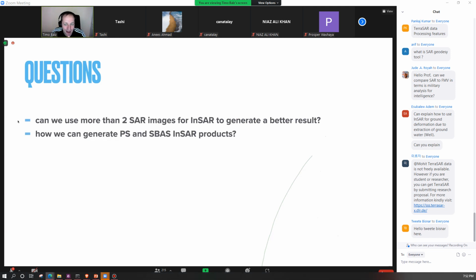Can we have two sandwiches for InSAR to generate a better result? Yes, the answer is yes, and I will show you a couple of slides for that. That was InSAR for DEM, and then for deformation, the PS and SBAS InSAR products use even more images to get to better results, and we will come to that. How we can generate them, I will explain to you in great detail after InSAR. Then we go to more advanced methods.